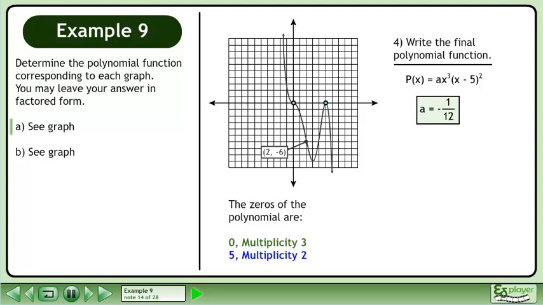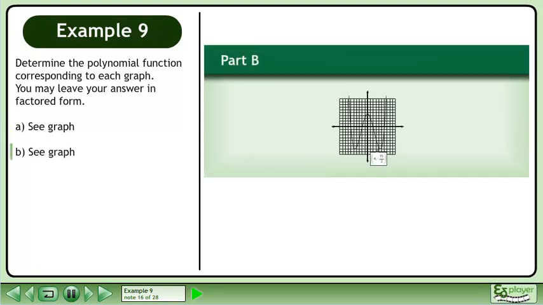The last step is to write the final polynomial function. The graph is represented by the polynomial function p of x equals negative 1 over 12 times x cubed times x minus 5 squared. Now we'll move on to part B.